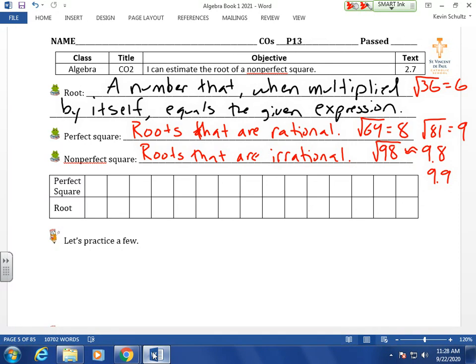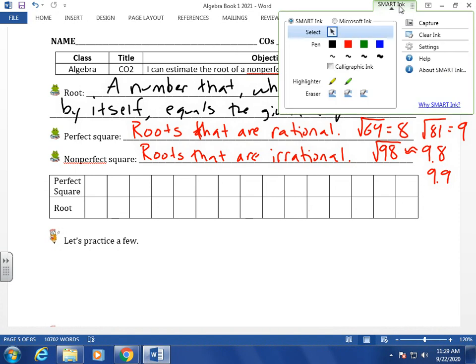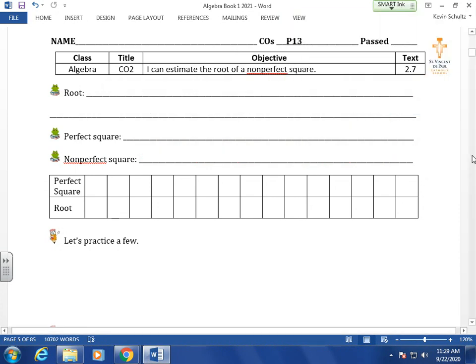Yeah, good clarification question. So what we're going to do now is we're going to fill out this table with the perfect squares up through the root of 256. Because in order to be able to estimate these square roots, it's going to be very helpful to know what the perfect squares are. So does everyone have these notes? Can I erase and scroll? We're good? Okay. Pen down, clear ink, scroll down.